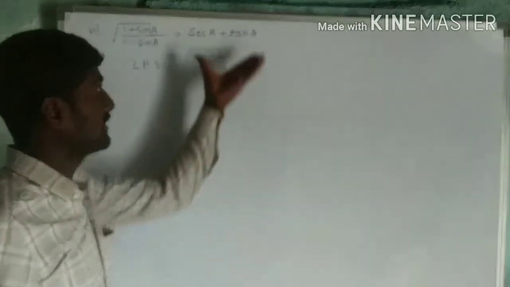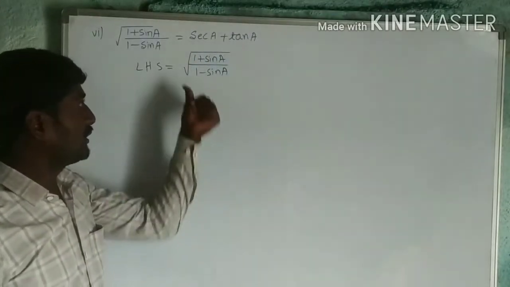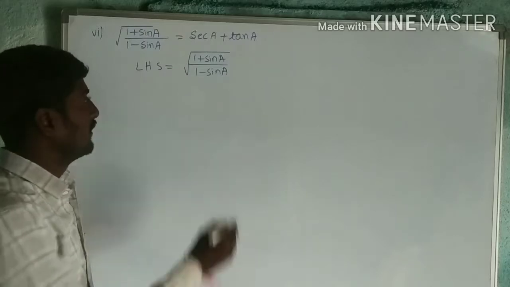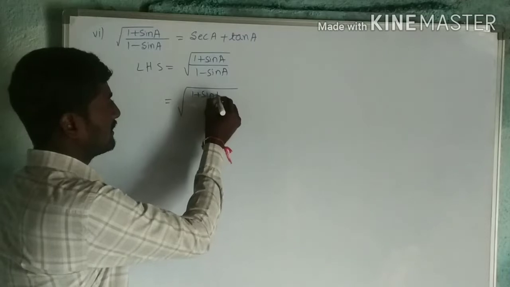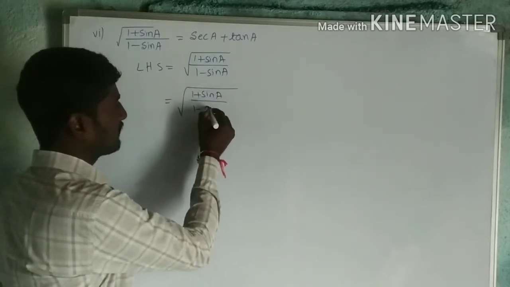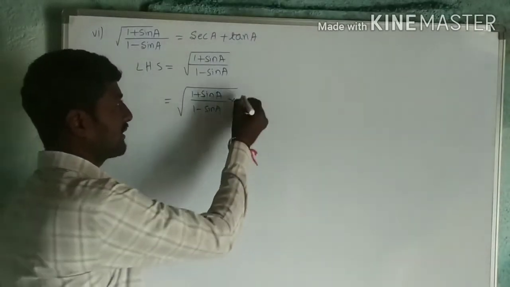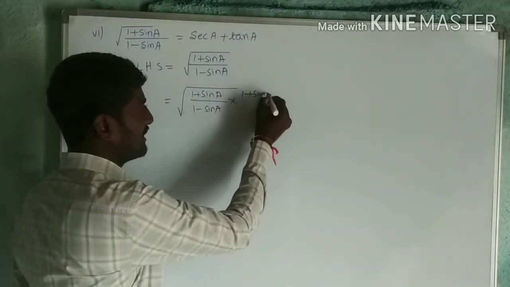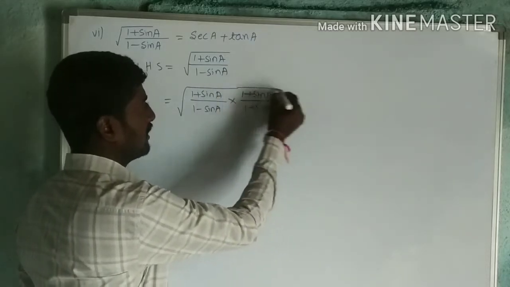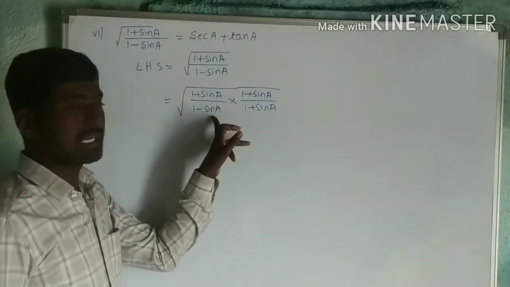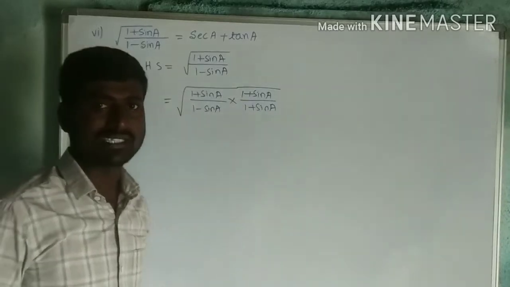So keep your concentration on RHS. I want sec A plus tan A, so I want to remove the square root here. For this, I will take 1 plus sin A divided by 1 minus sin A. Now I will multiply and divide by its conjugate. What I can write here is 1 plus sin A divided by 1 plus sin A. Here 1 minus sin A is there, so I will multiply its conjugate, that is 1 plus sin A divided by 1 plus sin A.